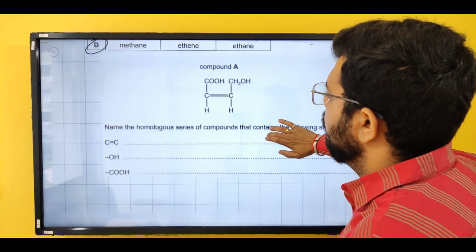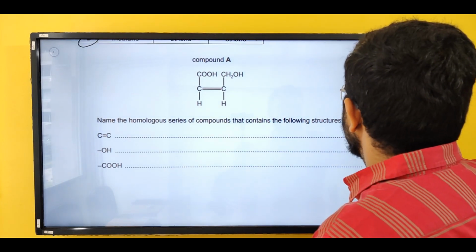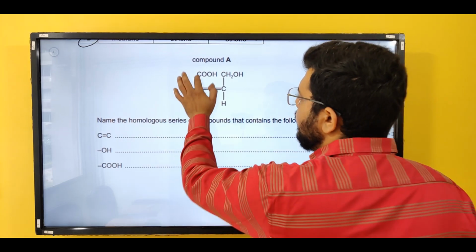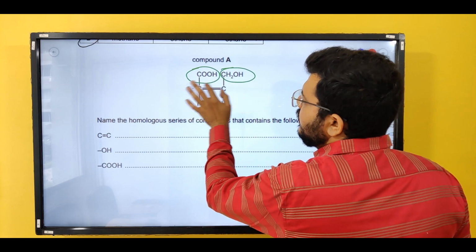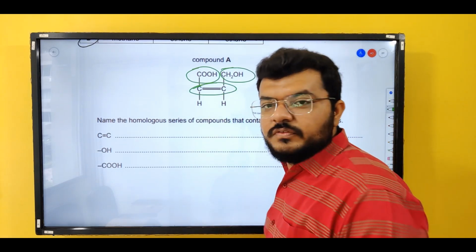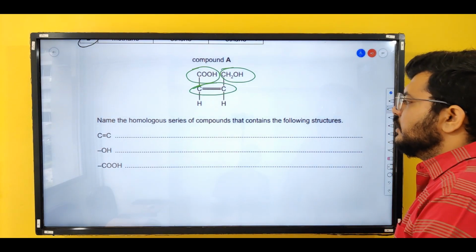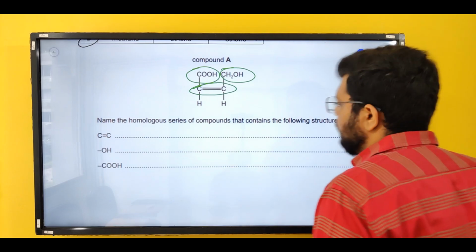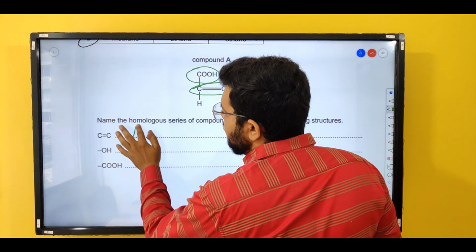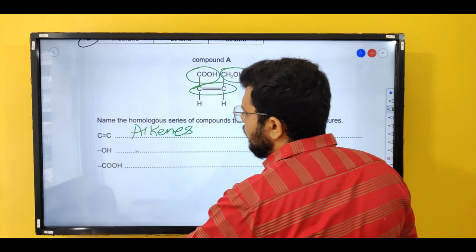Then we have compound A. It has some functional groups, right? Let us circle them: 1, 2, and there is a double bond, right? Name the homologous series of the compound that contains the following structures. C double bond C, it will be alkenes. The homologous series is alkenes, right?